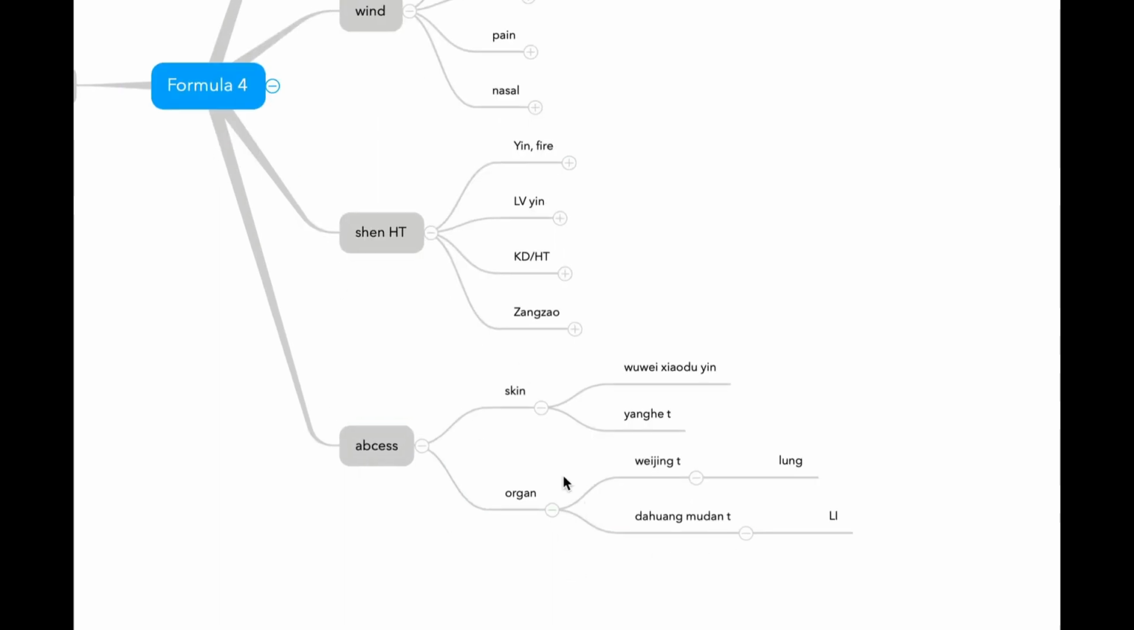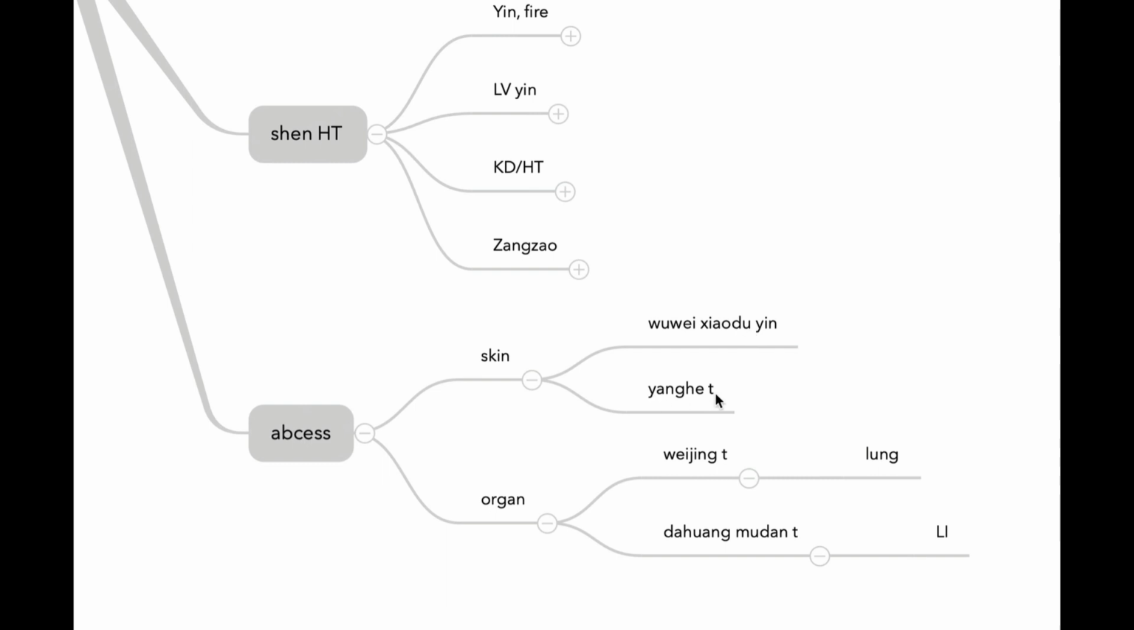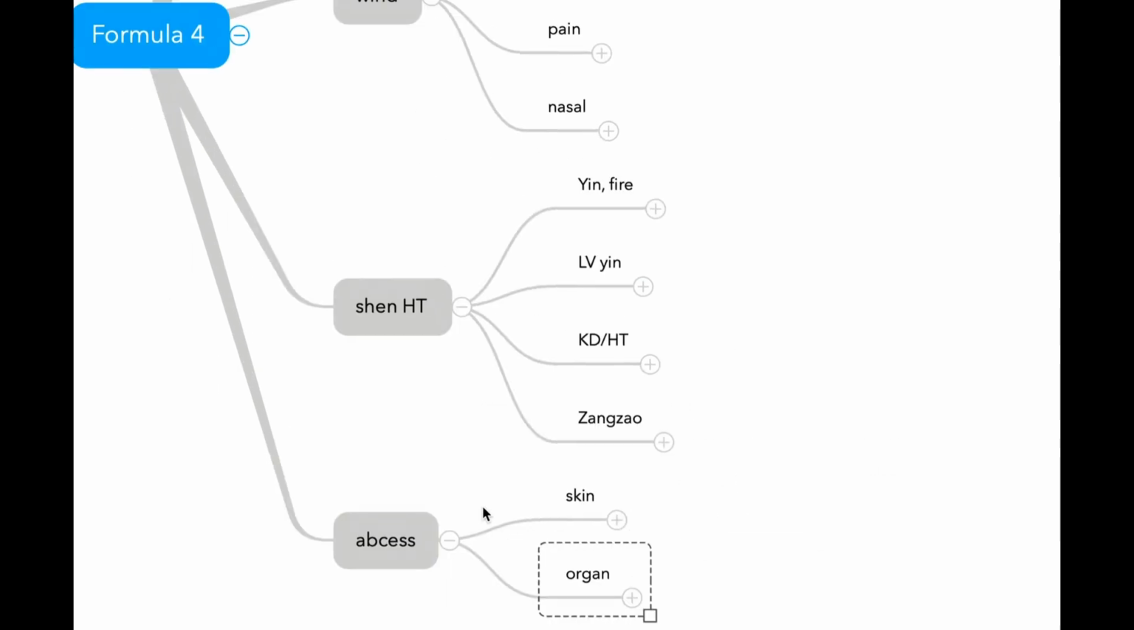So skin and organ. Wuwei Xiaodu Yin, Yanghe Tang, and Weijing Tang, and Dahuang Mudan Tang. So this is for abscess.